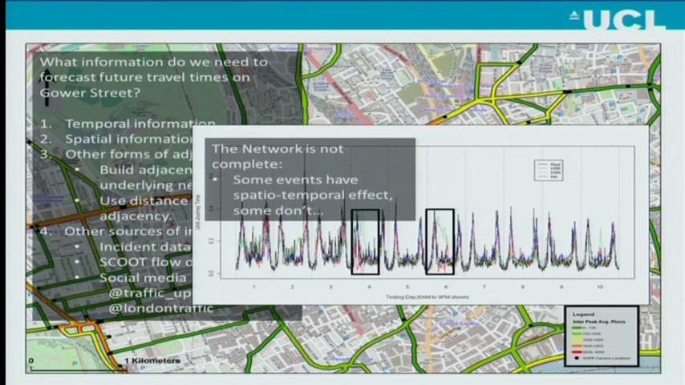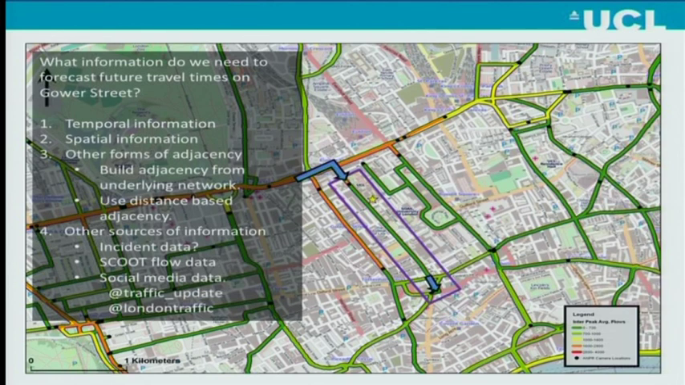And this happens because something happened upstream or downstream that didn't have a spatiotemporal effect. Basically, sometimes these phenomena can spread, and sometimes they don't. If we look at this network, it's quite easy to see why this might be the case. This is quite a sparse network, and there are many other roads. From my knowledge of this area, I know there's a road that flows in here, another one here, and Torrington Place there. There's a lot of traffic entering and exiting this link, so it makes it more complicated.